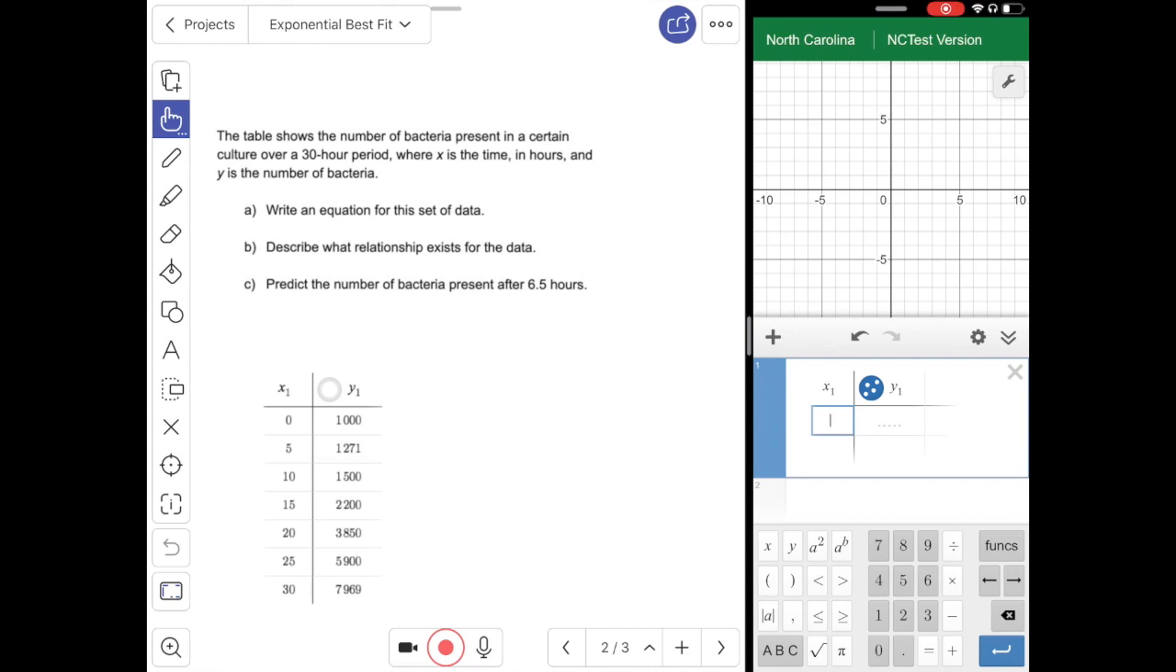And again, it should say X1 and Y1. If it doesn't say X1 and Y1, you probably have another table in there. You can go on back and delete it. And I'm going to put that information in. I put my X's in. Now I'm going to go back and put my Y's.